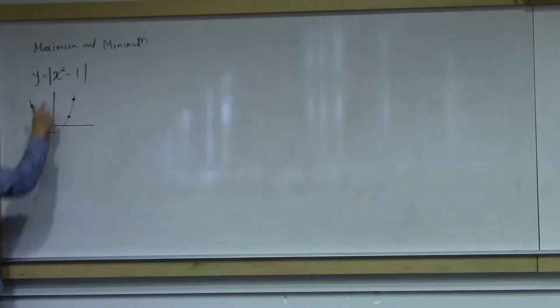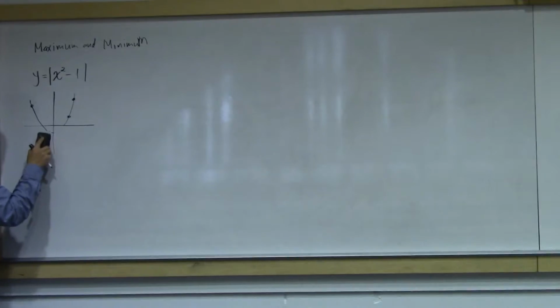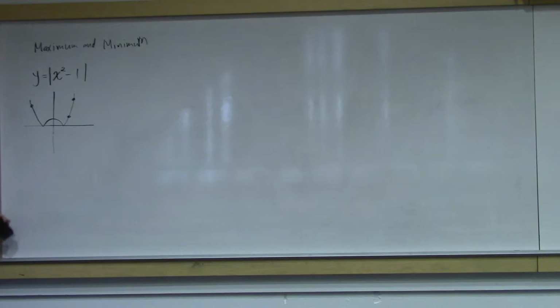What would the absolute value do in this case? You will bring it up as positive. So what you're going to get is everything that's below the x-axis will be brought up like this. So that's the function that we want to look at. And for this function, we want to talk about maximum and minimum. Right?